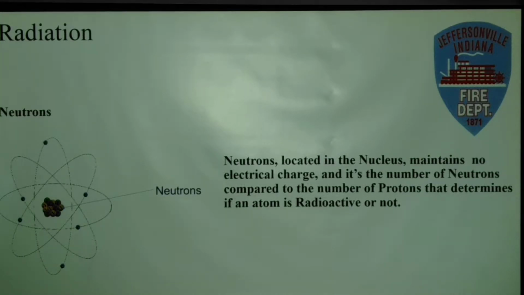Neutrons, they're located in the nucleus as well, have no electrical charge. Now, it's the number of neutrons compared to the number of protons that determines if an atom is going to be radioactive or not.